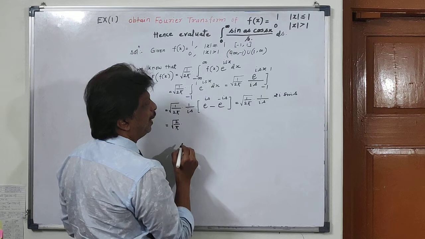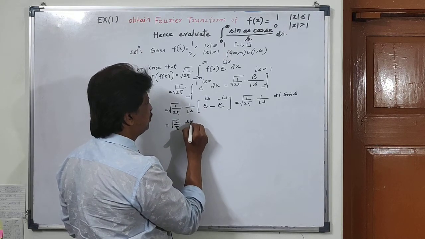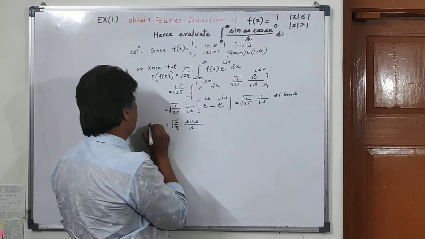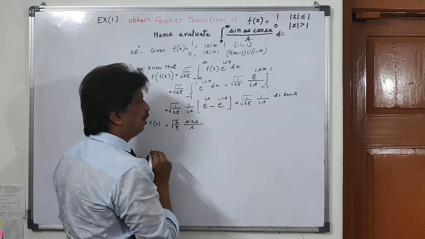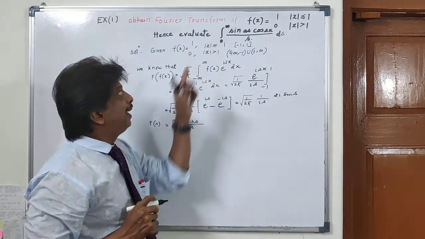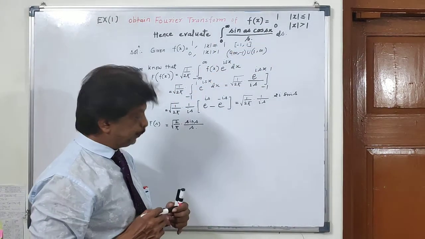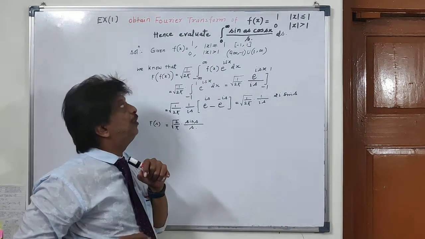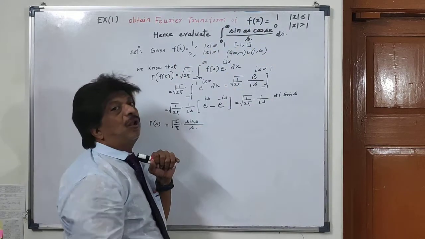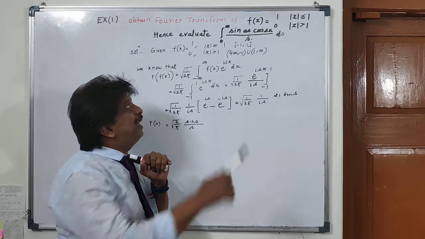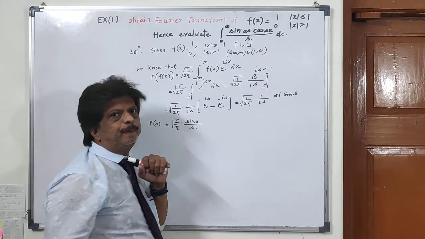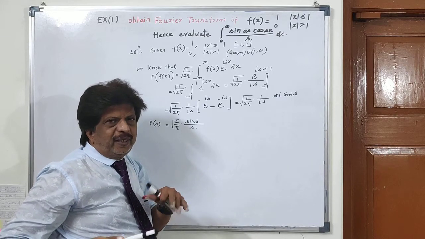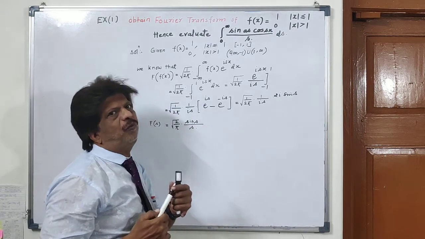Root 2 upon pi sin s upon s. So that is the Fourier transform of the given defined function. Now this is only the first part of the solution of this given example. We want to evaluate this integral also. This integral is with respect to s, note this. And that integral with respect to s is involved in the inverse Fourier transform formula.